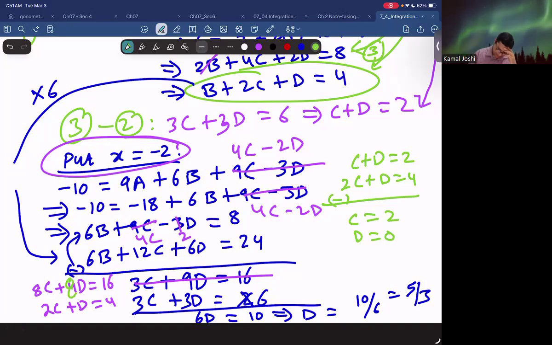8c plus 8d. Sorry. I made a mistake here. Okay. 8c plus 8d equals 16. And that will give me c plus d equals 2. Oh, okay. So even the x equals minus 2 was not giving me an independent equation. It was giving me back the same thing. Sorry, here a lot of mess.